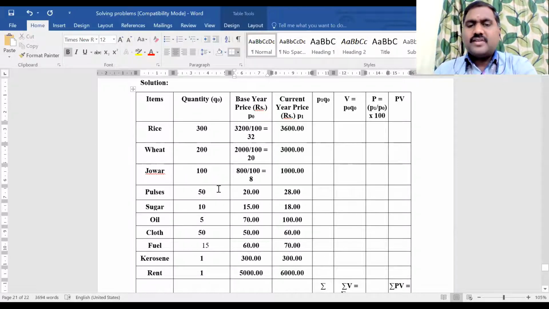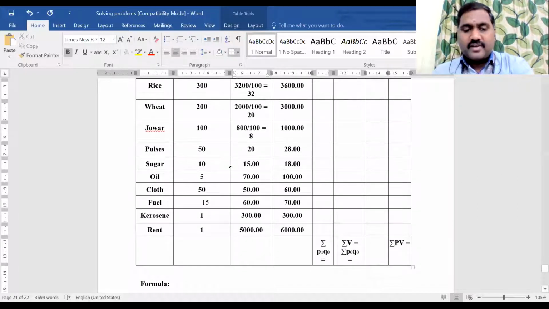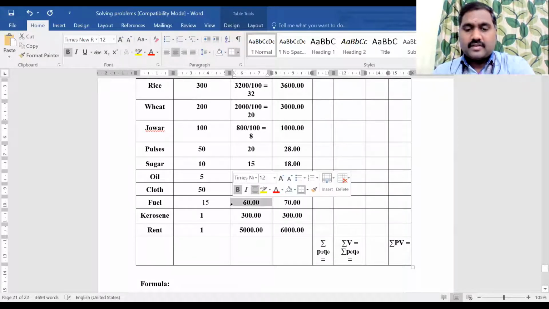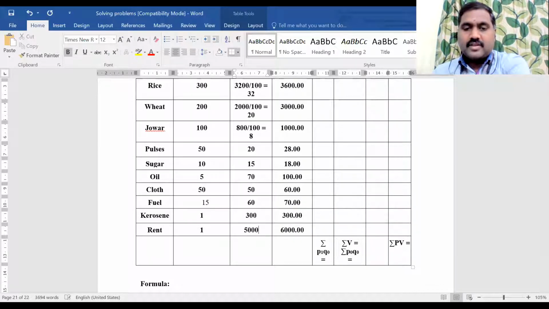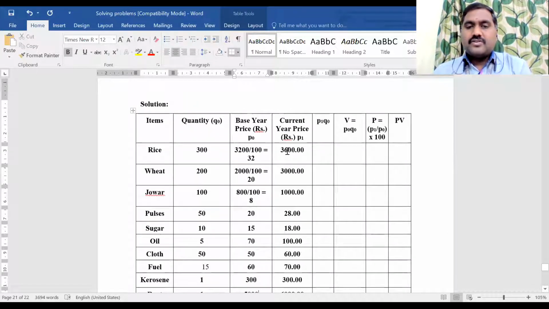And the remaining values are given in kg, so no need to change them. So make them rounded digits like 20, 15, because nothing will change after putting 0 after the decimal also. That's not a problem. 50, 60, and this is 300, and this is 5000. Okay, done. Now the next one, current price P1. So this is also 3600 divided by 100 will be 36, right?